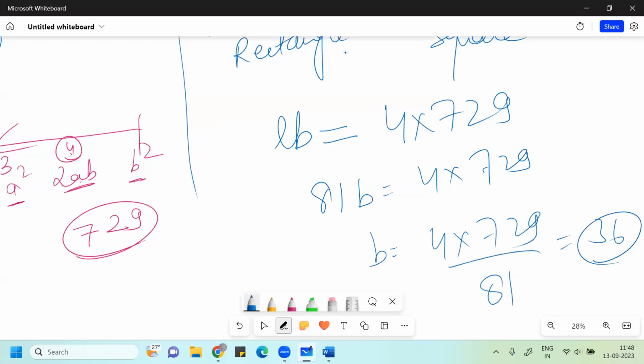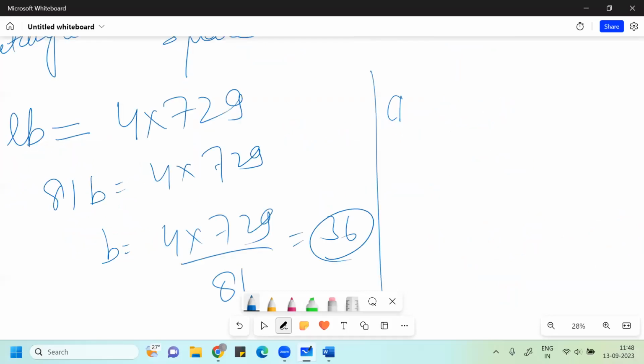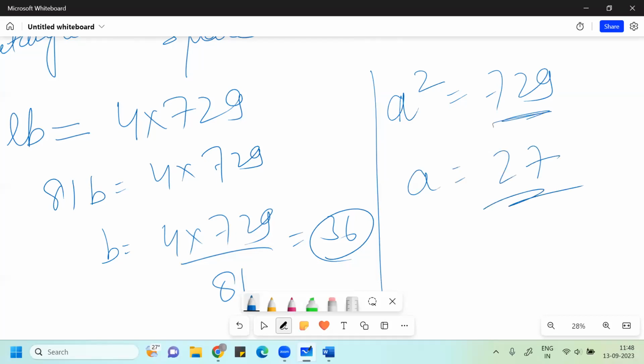And the area of the square is side square, that is given as 729. So the side of the square is 27. Already I explained to you how to find the square root and all. They're asking you the difference between these. The difference between these is 9.